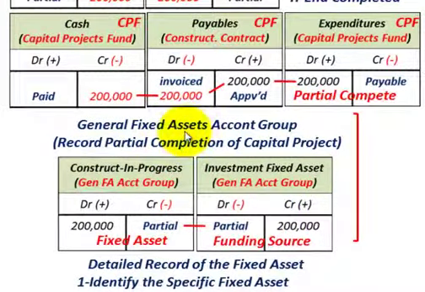So we've taken care of our capital projects fund, where we've had to set up our contract. We received an invoice for partial completion. We set up our payables. We expensed those, recognized the expense and also the cash payment. But just remember, when you're dealing with these capital projects, under the general fixed asset account group, you have to keep a detailed record of the fixed asset.